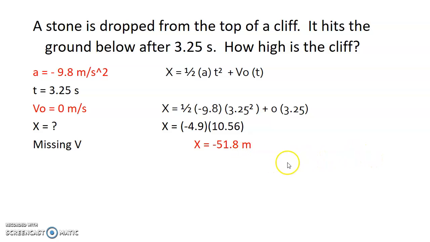Remember, you need to write all your steps to get full credit. So we go with our givens. A stone is dropped from the top of a cliff. It hits the ground below at 3.25 seconds. How high is the cliff?